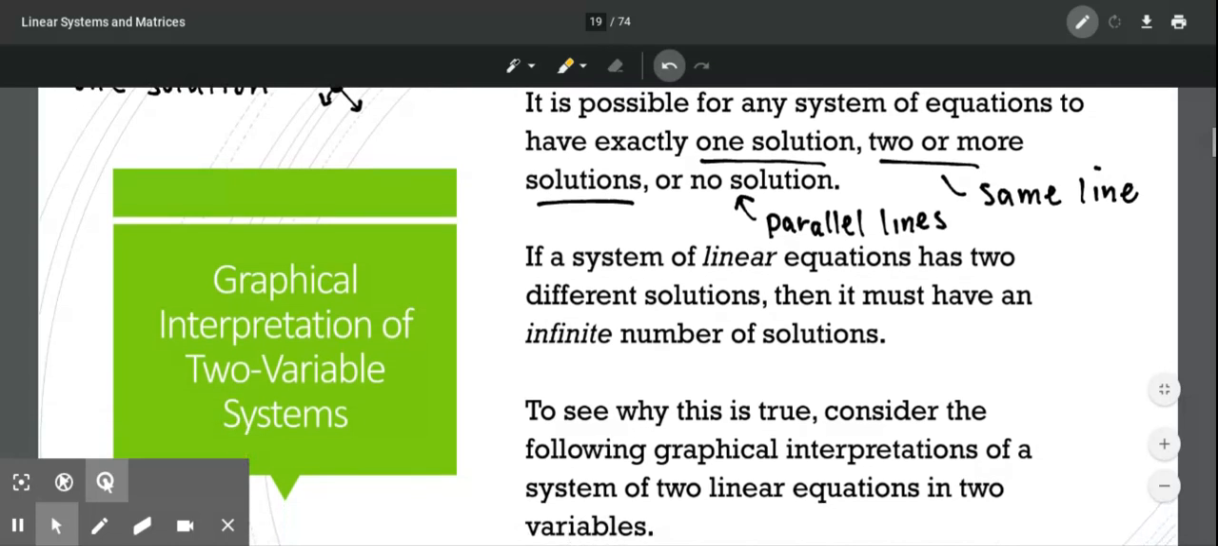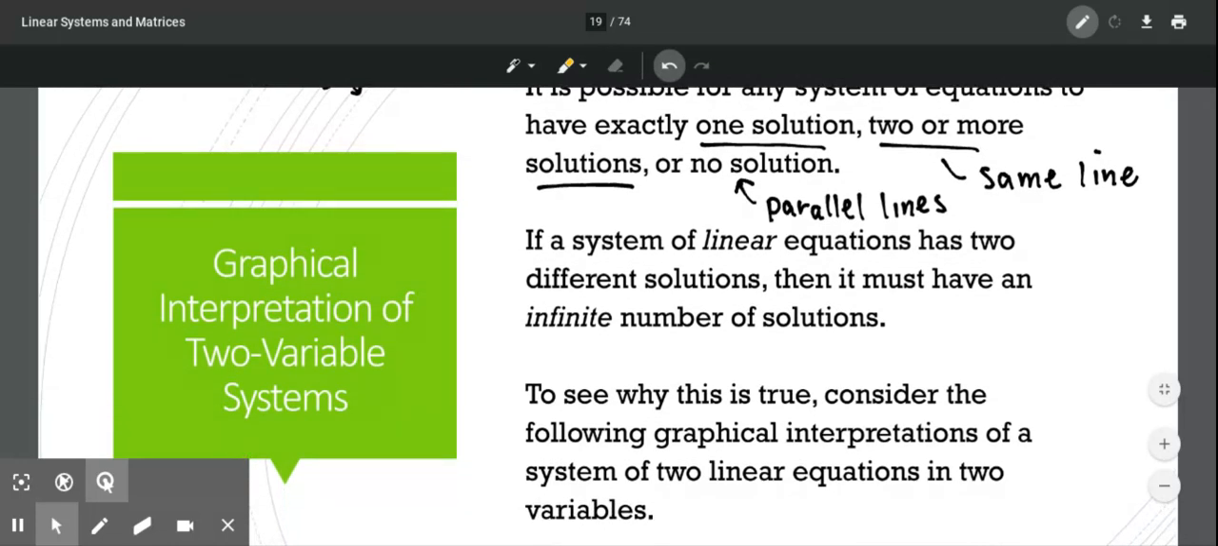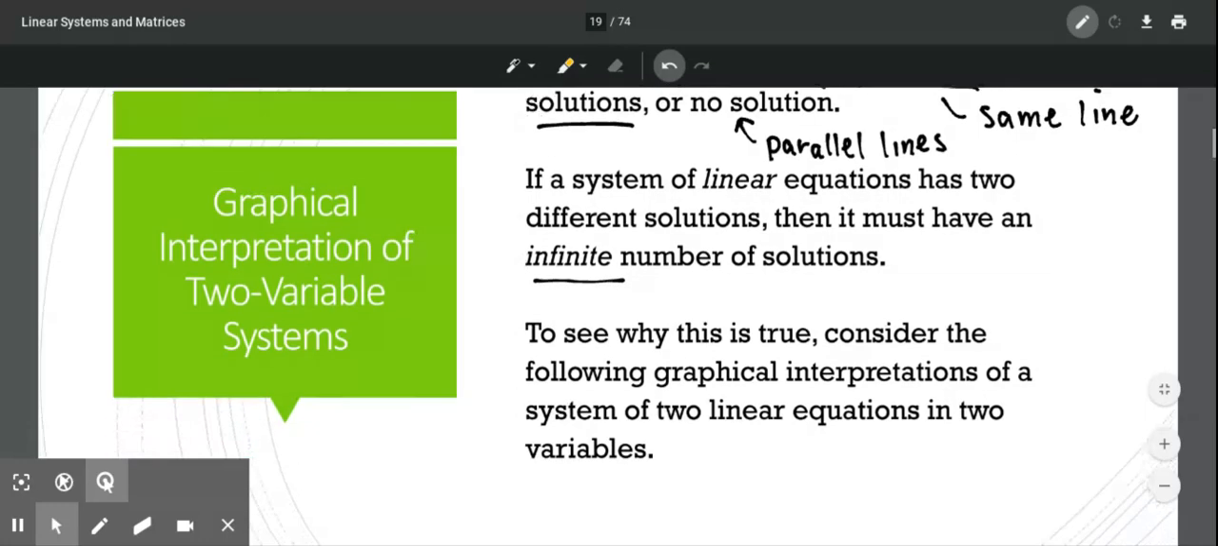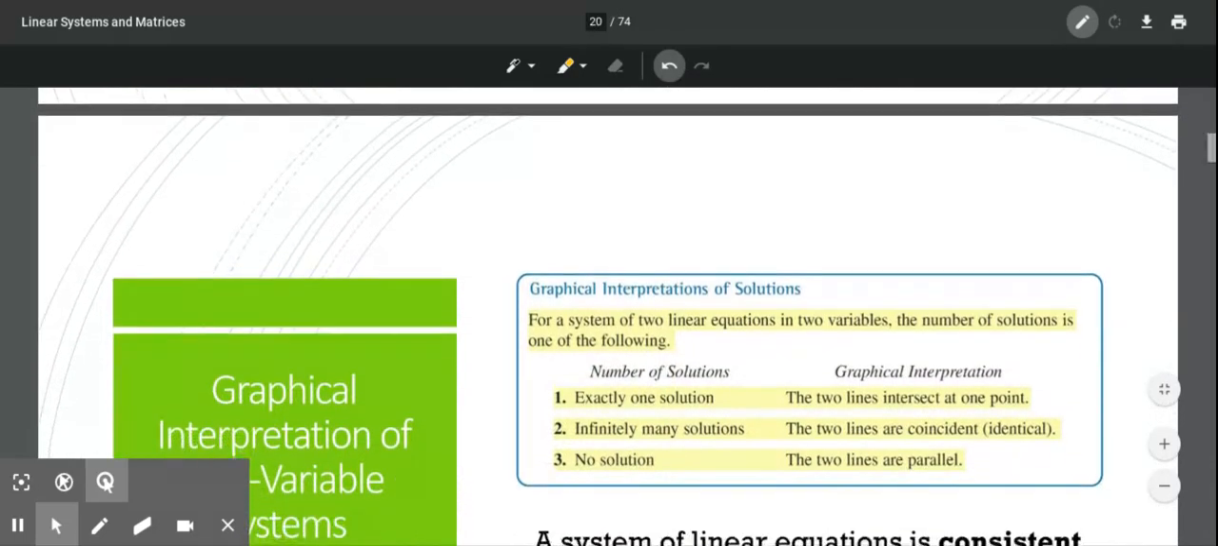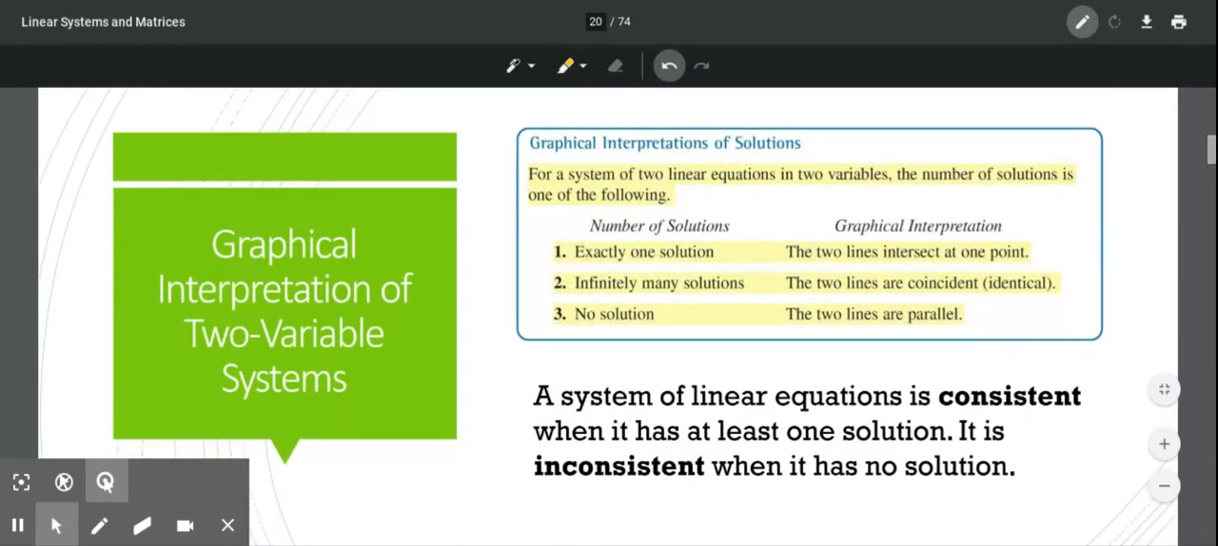So if a linear system has two different solutions, or two or more solutions, then that means you have an infinite number of solutions, because you just have the same line right on top of itself. So every solution will end up being the same. This is just the little box that takes us through what we talked about.